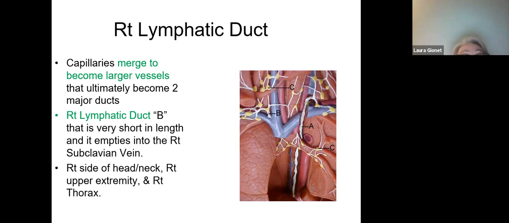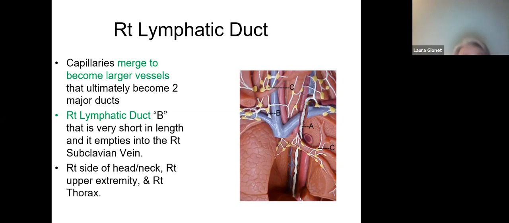And the fluid from those major regions will be transported from lymphatic capillaries to lymphatic vessels, ultimately to the right lymphatic duct. So the duct is kind of like an inferior vena cava, the largest tube system where other vessels have all merged together to finally use this one point of articulation to another large vessel. So capillaries merge to become larger vessels that ultimately become two major ducts. You have the right lymphatic duct and the thoracic duct.